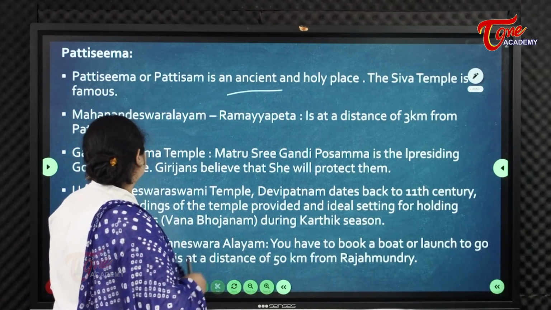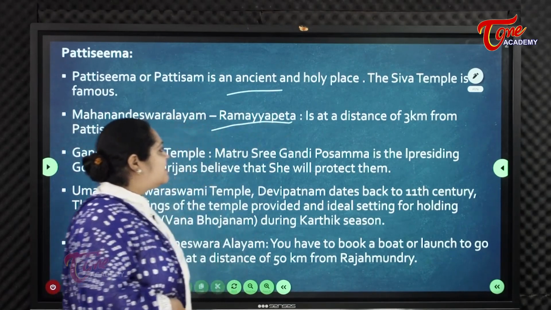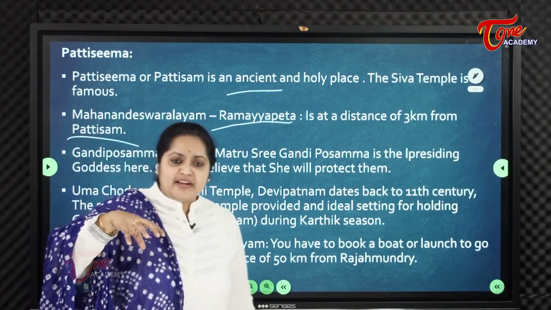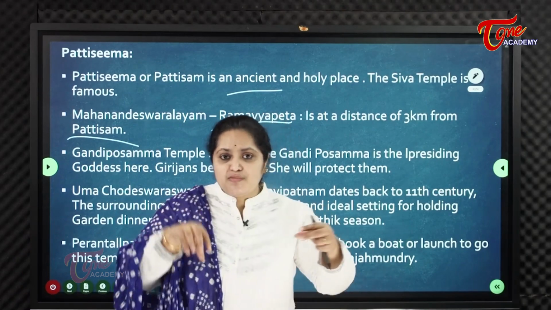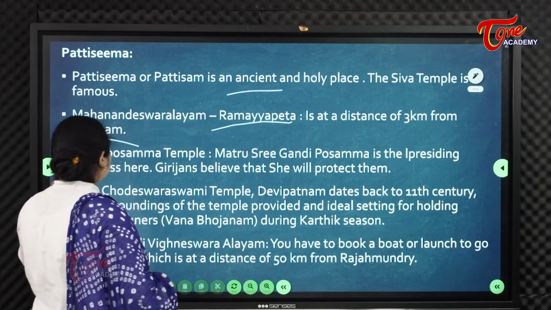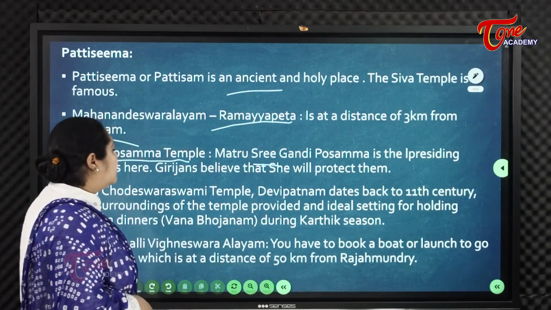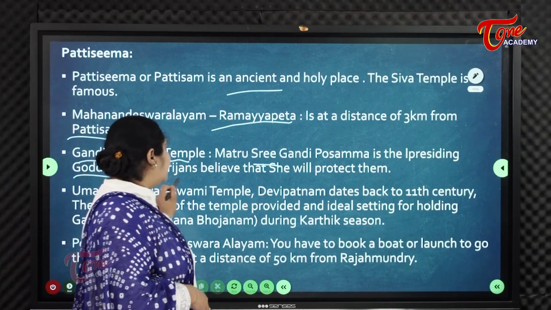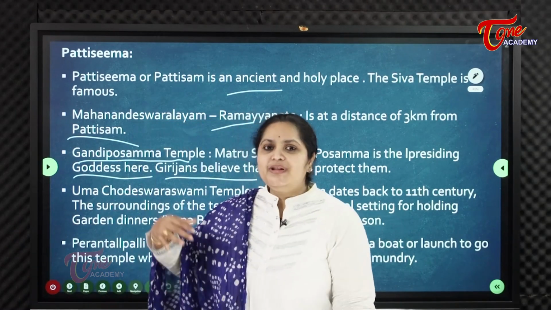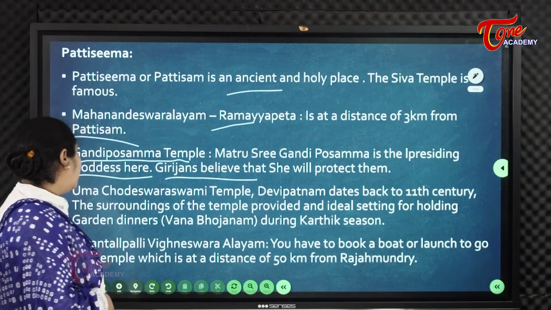The Shiva temple is famous. Mahanandeshwara Alayam, Ramayya Peta, is at a distance of 3 kilometers from Pattiseema. In this region of Pattiseema, there are other small devotional or religious places or temples. The Gandhi Posamma temple, Matrushri Gandhi Posamma, is the presiding goddess here. Girijans believe that she will protect them. Tribals mostly worship this goddess Gandhi Posamma.